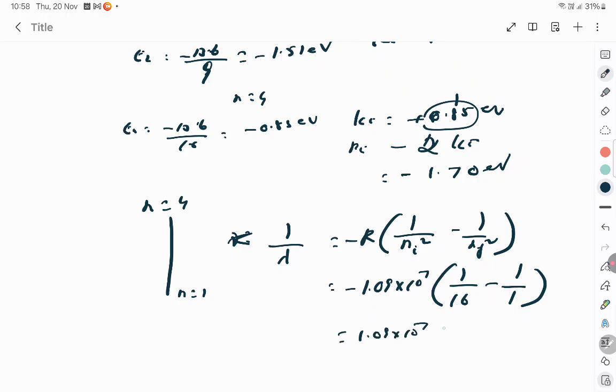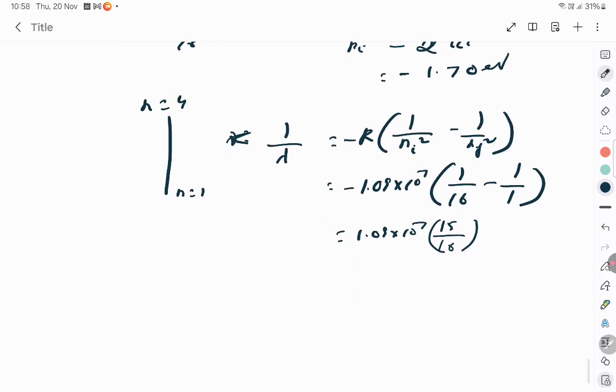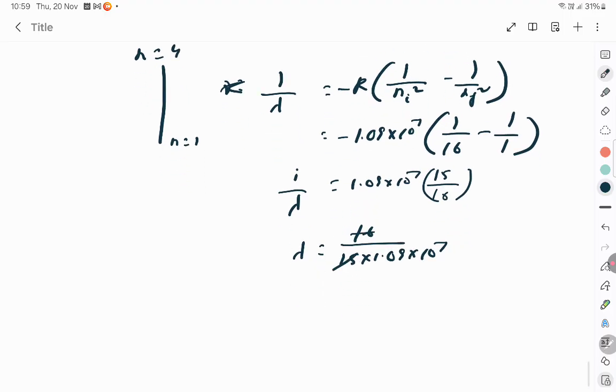Wavelength cannot be negative, so it beautifully becomes 15 by 16. So when you take 1 by lambda, lambda is therefore 16 by 15 into 1 by 1.09 into 10 to the power 7. This is approximately 1.